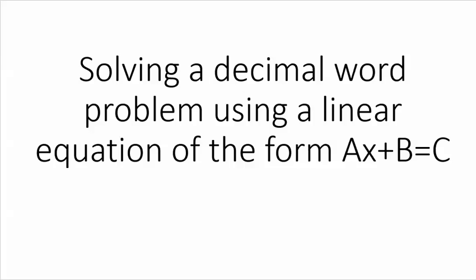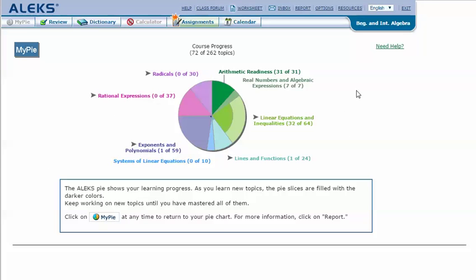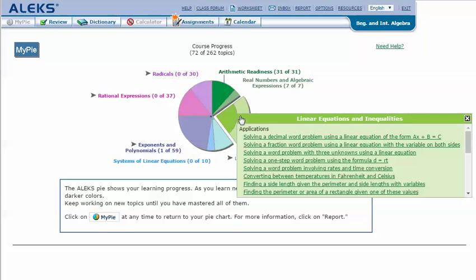Solving a decimal word problem using a linear equation of the form Ax plus b equals c. In your ALEKS, mouse over the light green slice, Linear Equations and Inequalities, to reveal the drop-down list of topics you need to cover. Click on Solving a Decimal Word Problem using a Linear Equation of the form Ax plus b equals c.